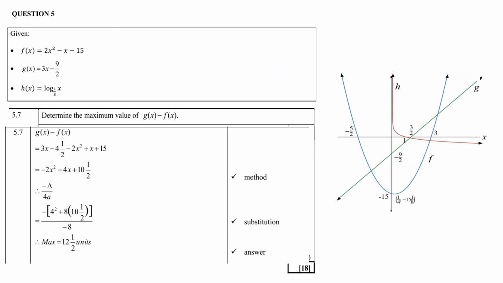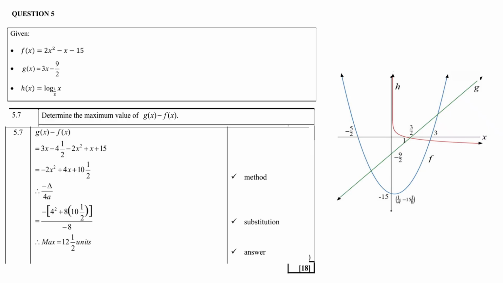The last question here, 5.7, determine the maximum value of the g of x minus the f of x. Now they want the maximum value, so you have to bear that in mind. But don't confuse this now with calculus. So first find the g of x minus the f of x. Write it down. So it is a straight line minus a parabola. So it's 3x minus 4.5 minus 2x squared plus x plus 15. Remember, the signs must change of the quadratic equation. Then you get another quadratic equation, minus 2x squared plus 4x plus 10.5.